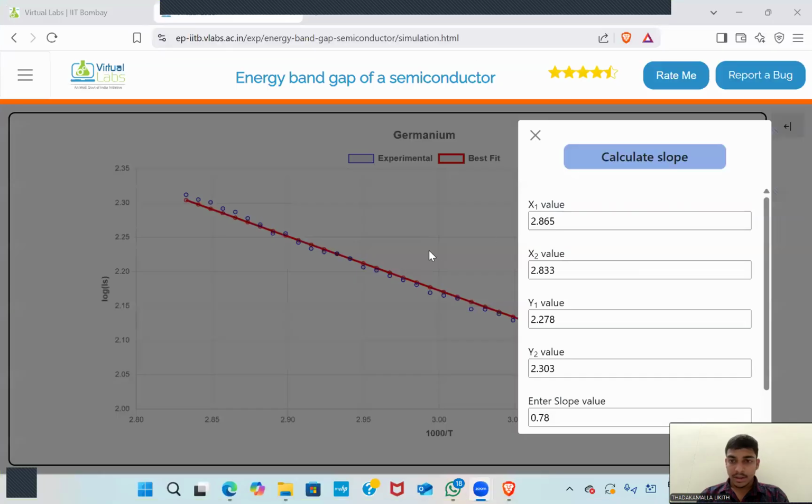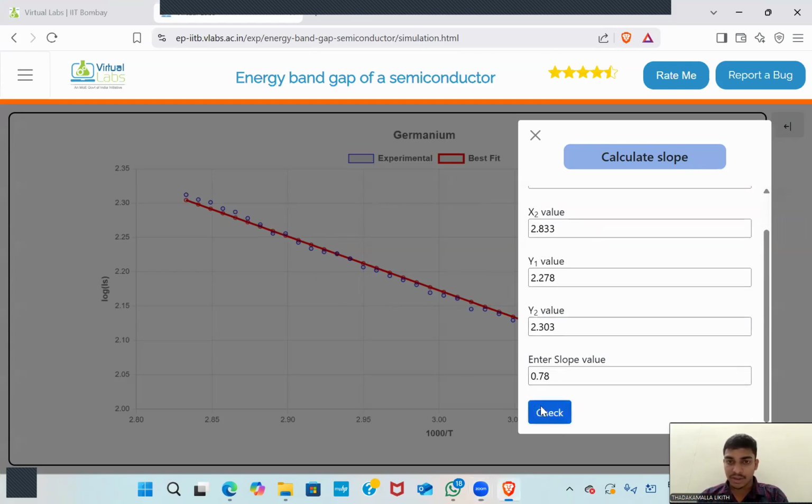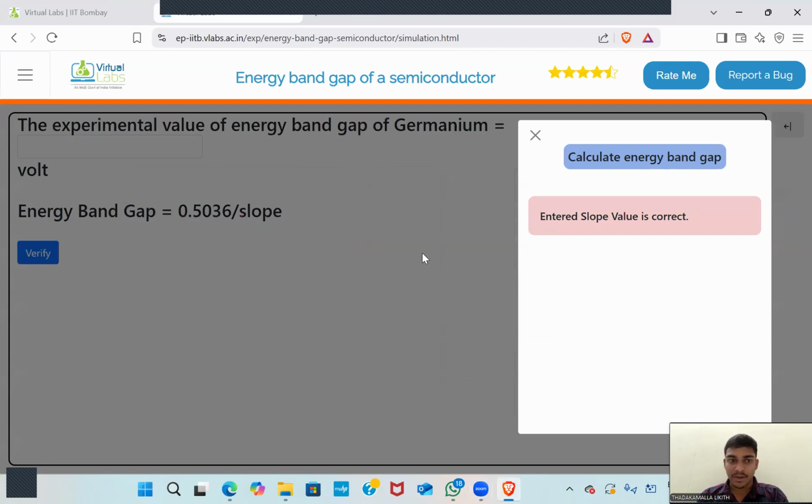See, x1 value is 2.865 and x2 value is 2.833. y1 is 2.278 and y2 is 2.303. I calculated the slope using the formula y2 minus y1 by x2 minus x1. I got the slope as 0.78. Check. Yes, our slope value is correct.